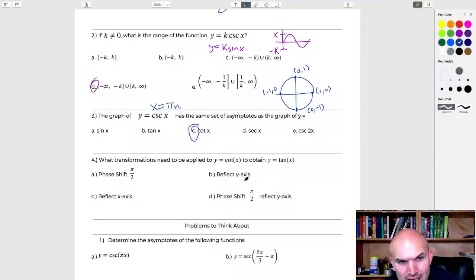And then number 4, what transformations need to be applied for y equals cotangent to tangent? If we look at all of these, from cotangent to tangent, let's look at the tangent function. The cotangent function looks like that, right? Whereas the tangent function looks like this.